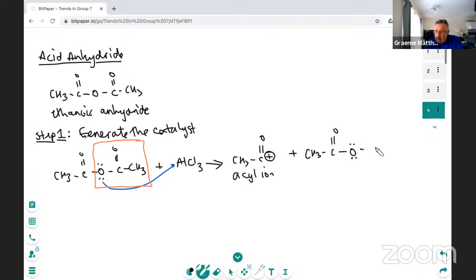The aluminum chloride. So last time we took off the chlorine as the leaving group, and it attached itself to the aluminum. This time I've taken off this bit in orange and I stuck it onto this. So now I've generated my acyl ion like this, just like I did before. And then step 2 is the actual reaction.